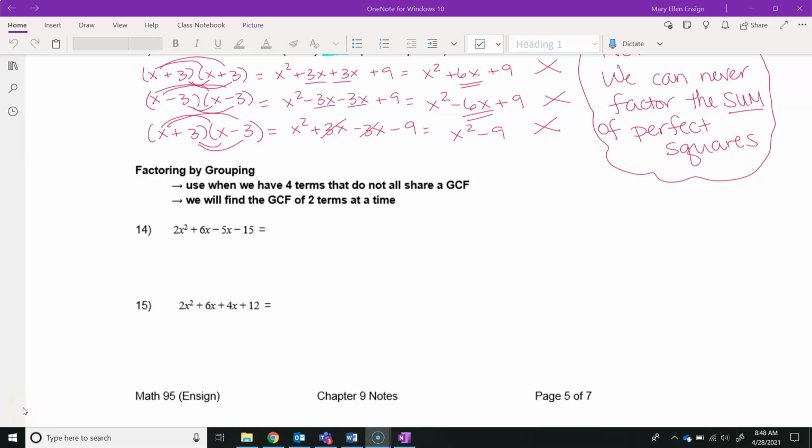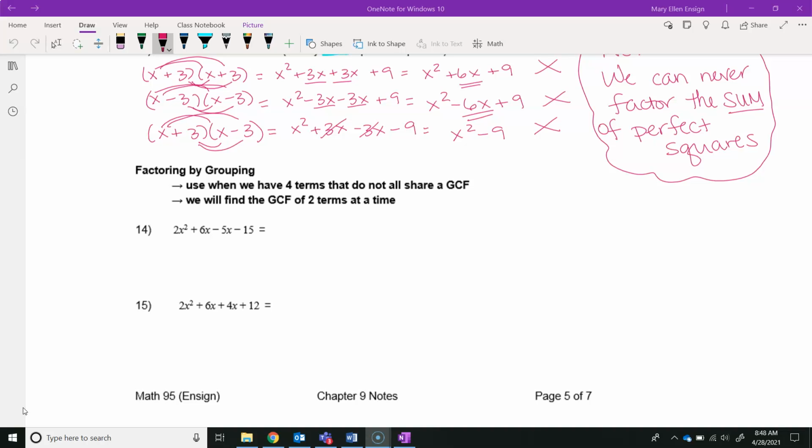So we're back in this video to keep going with our factoring. Next up we're going to do factoring by grouping, and we use this method when we have four terms that do not all share a GCF. And sometimes even if we pull out a GCF, what we have left we can still factor by grouping. So let's take a look here.